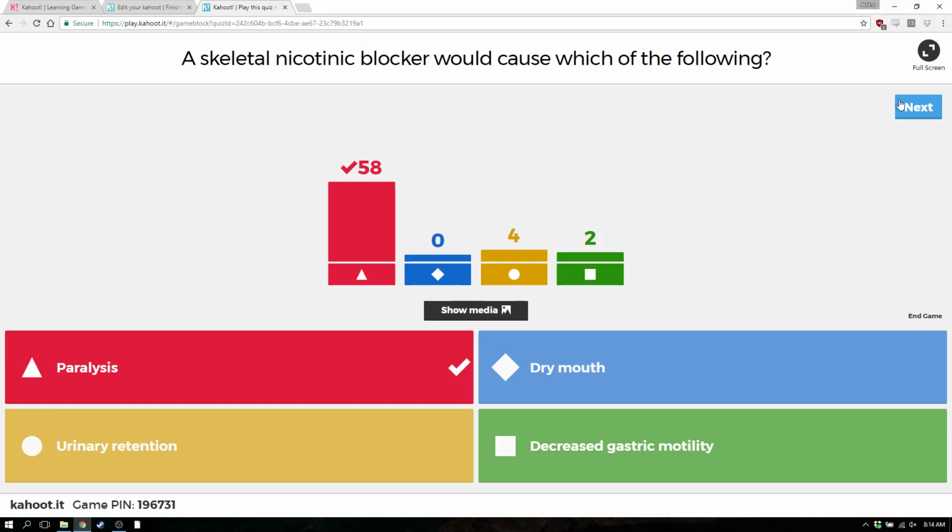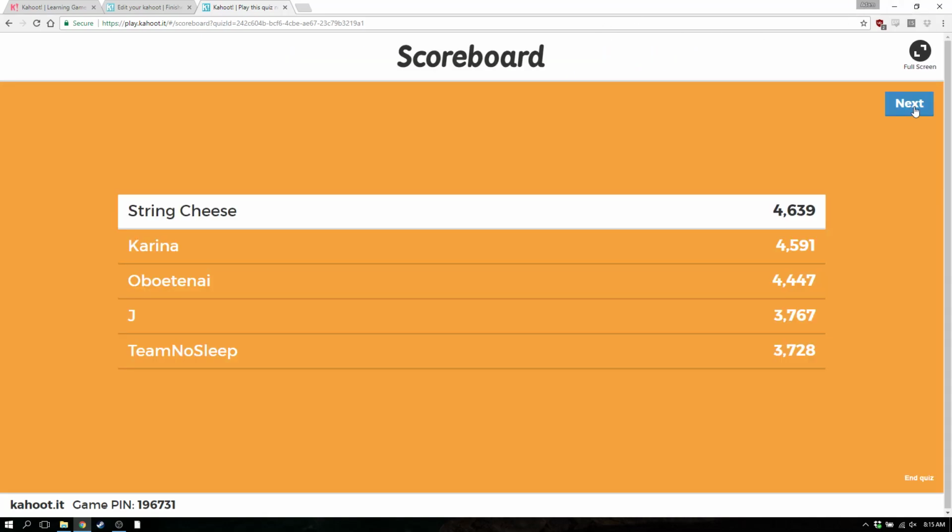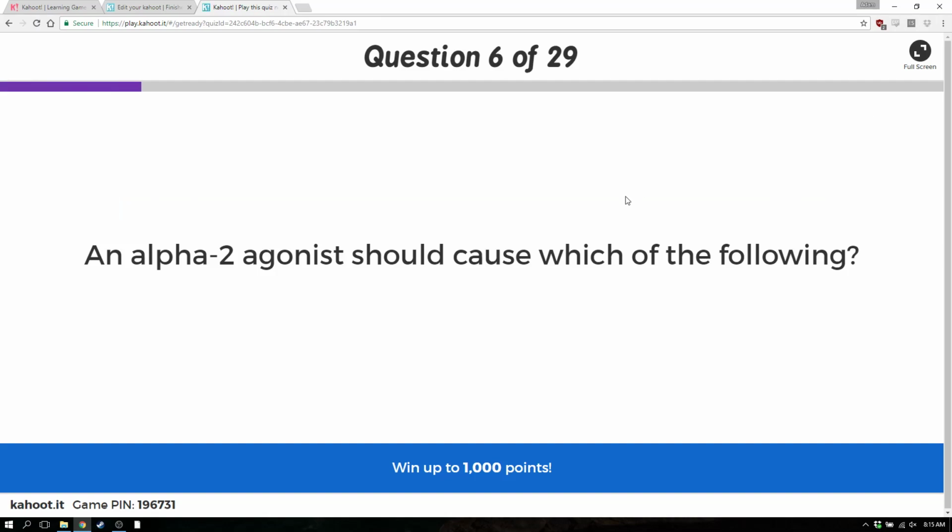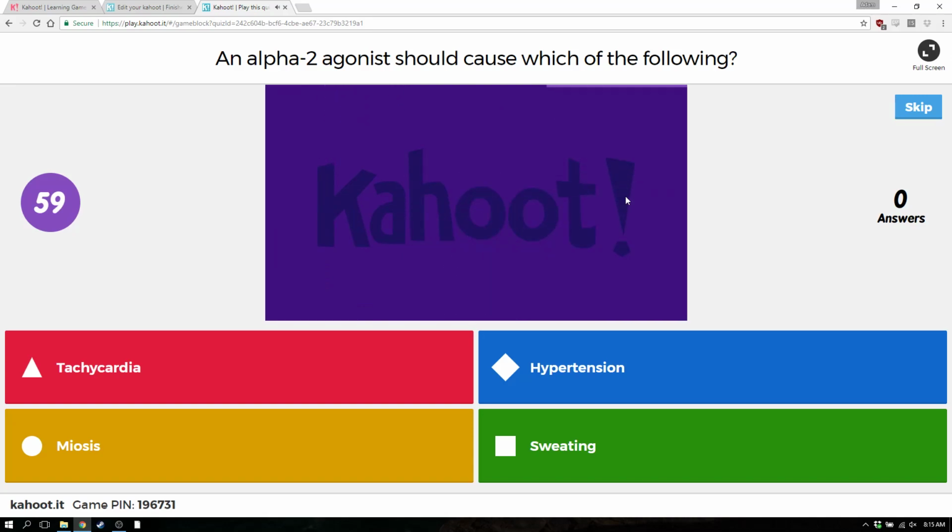All right, moving on. An alpha-2 agonist should cause which of the following? So remember what alpha-2 receptors do.